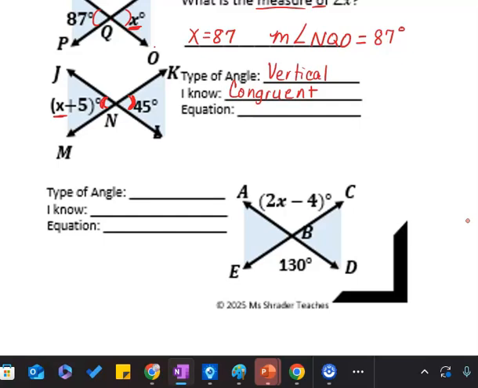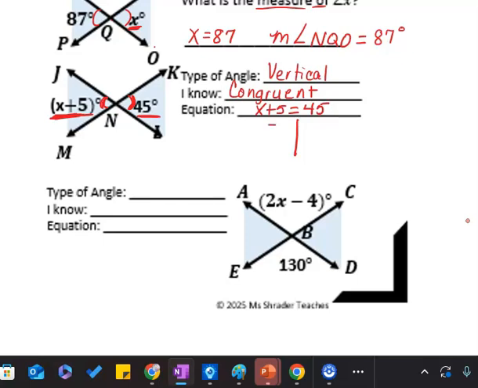So that means that this angle, or angle x plus 5, is equal to this angle, or 45. And now I can simply write that in the equation. Angle x plus 5 is equal to 45. Draw my balance line to solve the equation to find out the value of x.